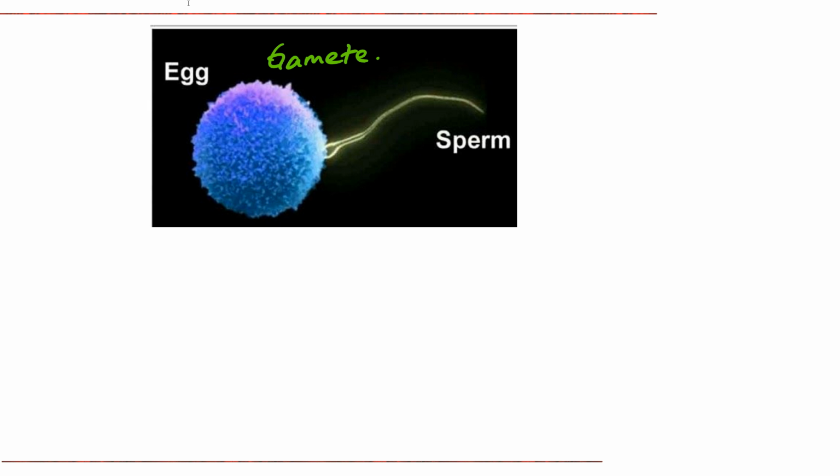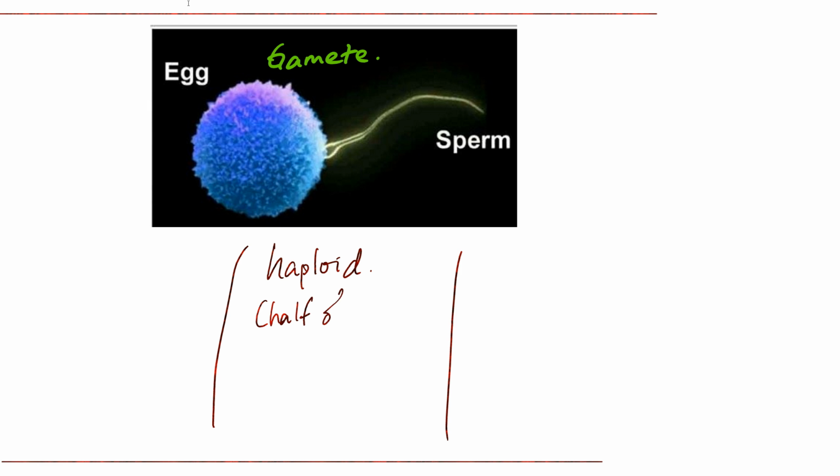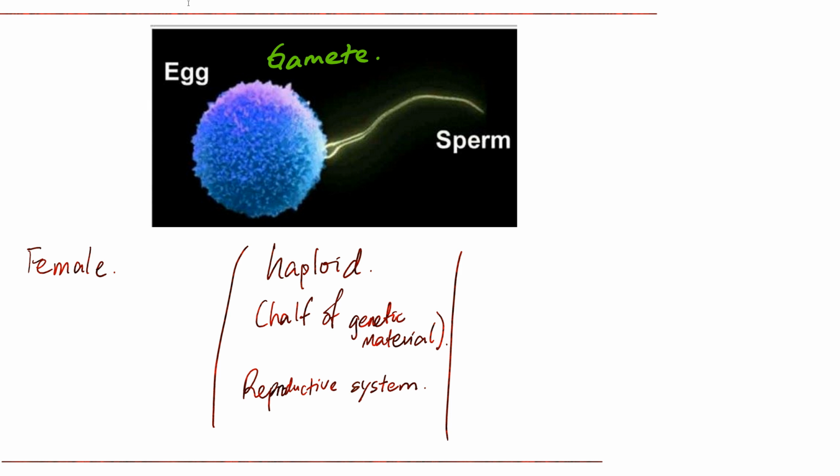So egg cell and sperm cells are what we call gamete cells or sex cells. They have some similarities. They are both haploid, right? So it means they only contain half the genetic material from the parent cell. Okay, and they are part of the reproductive system. There's some differences between egg cells and sperm cells. I mean, the most common one is that the egg cell is a female sex cell, while sperm cell is a male sex cell.